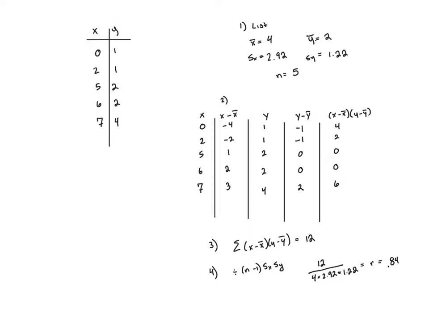Something to notice about this example is I got a really high correlation coefficient. I got 0.84. This means that when I graph my data, it'll have a positive association, and it will be roughly linear. Pretty much in a straight line, but not exactly straight, because that would mandate I have r equals 1.